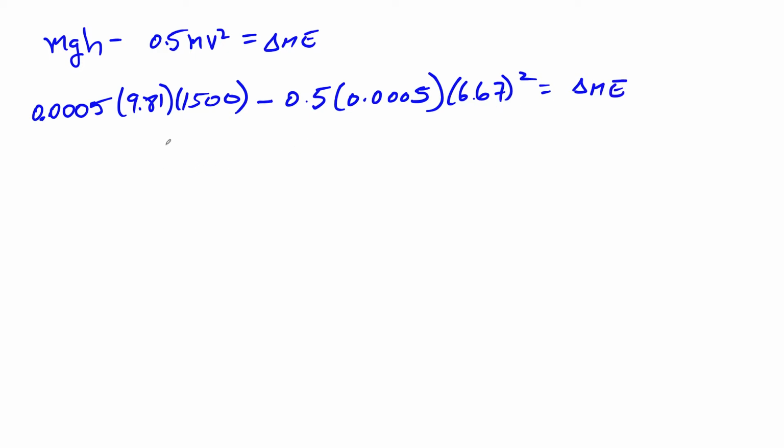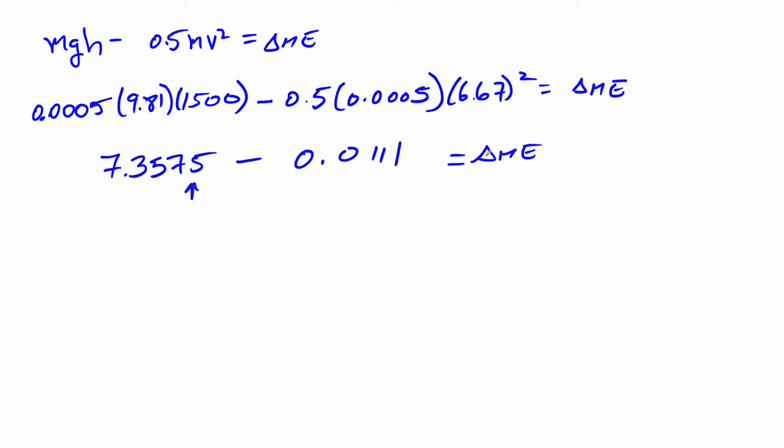So let's just focus on this. Take 0.0005 times 9.81 times 1,500, and we're going to get 7.3575. We're going to carry up to 4 digits to the 4th decimal point. We're going to do the same thing with this: 0.5 times 0.0005 times 6.67 squared, and we're going to get 0.0111. That's equal to the change in mechanical energy.